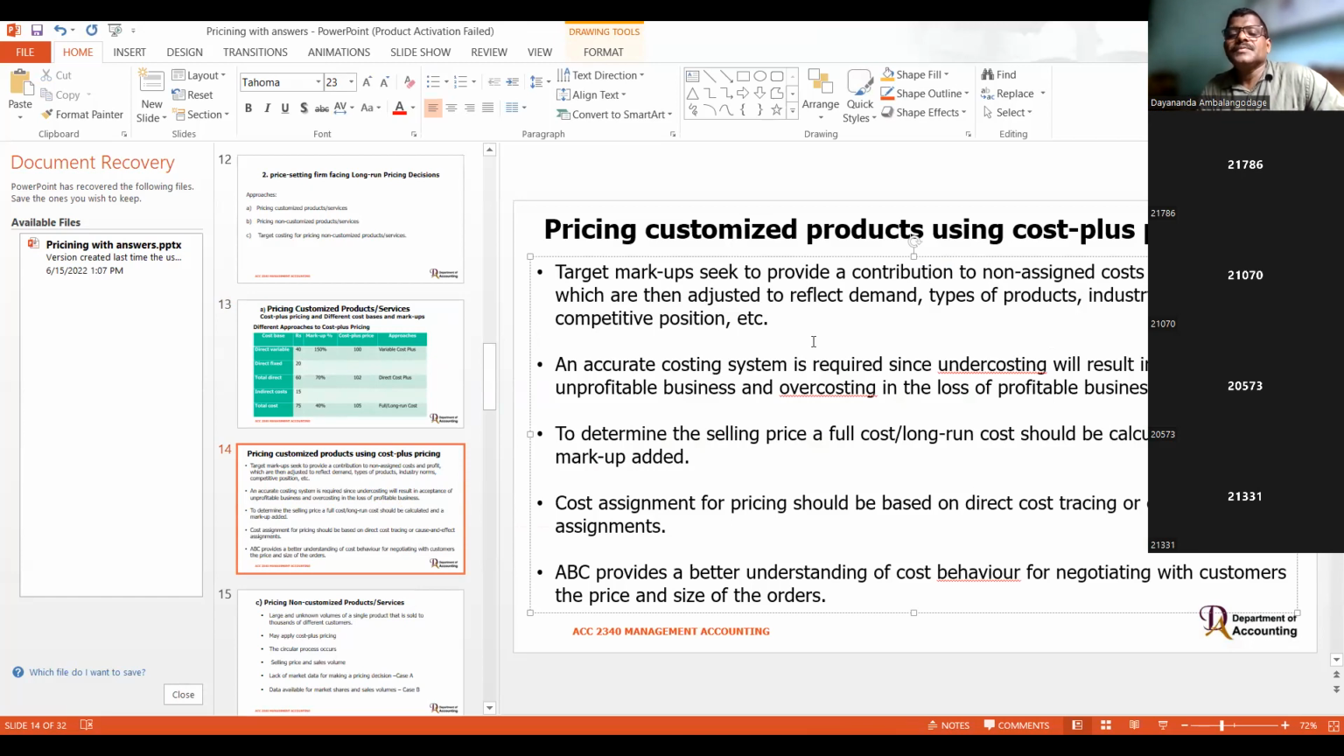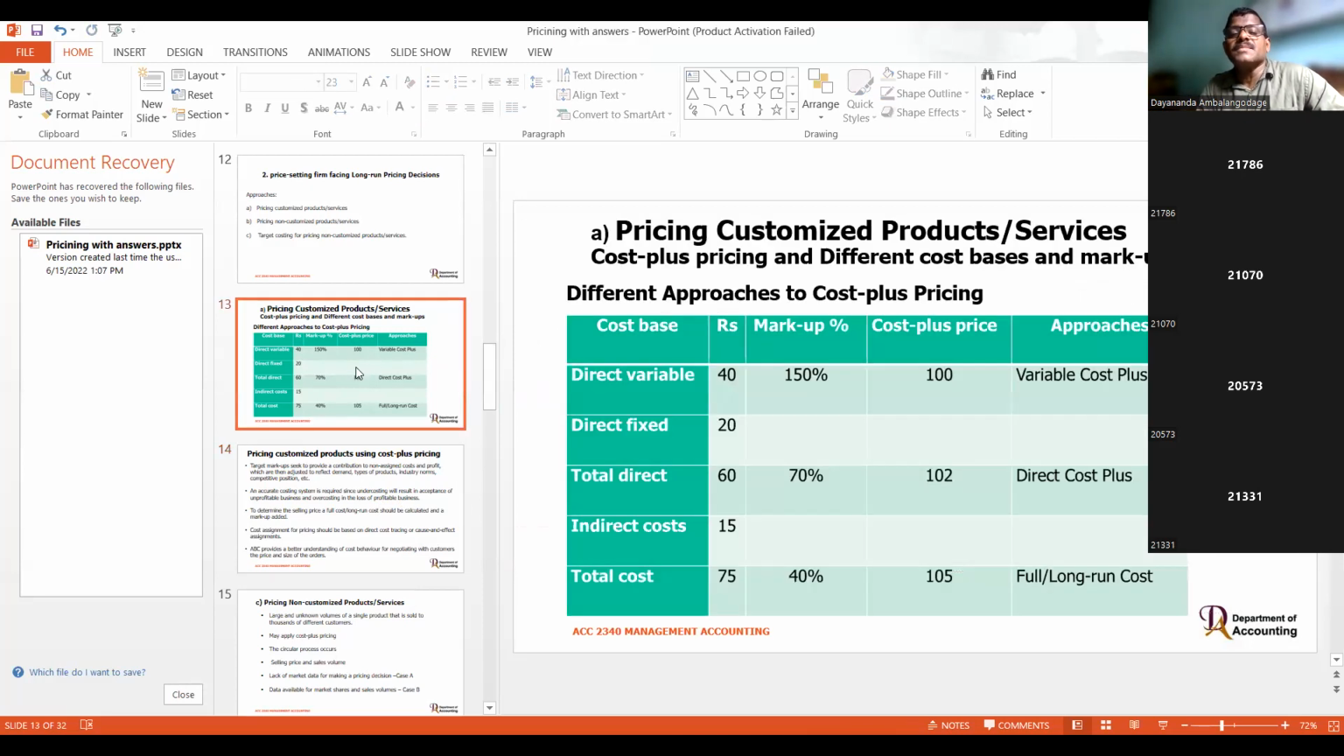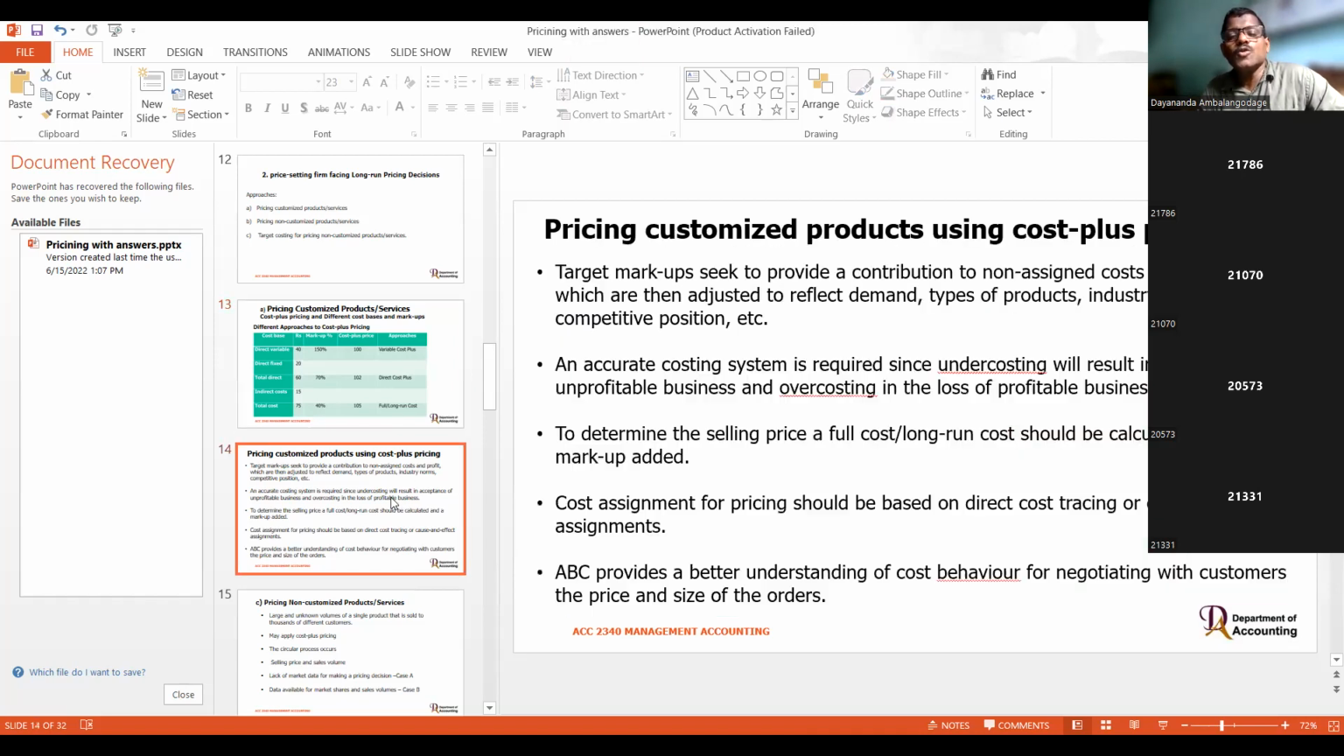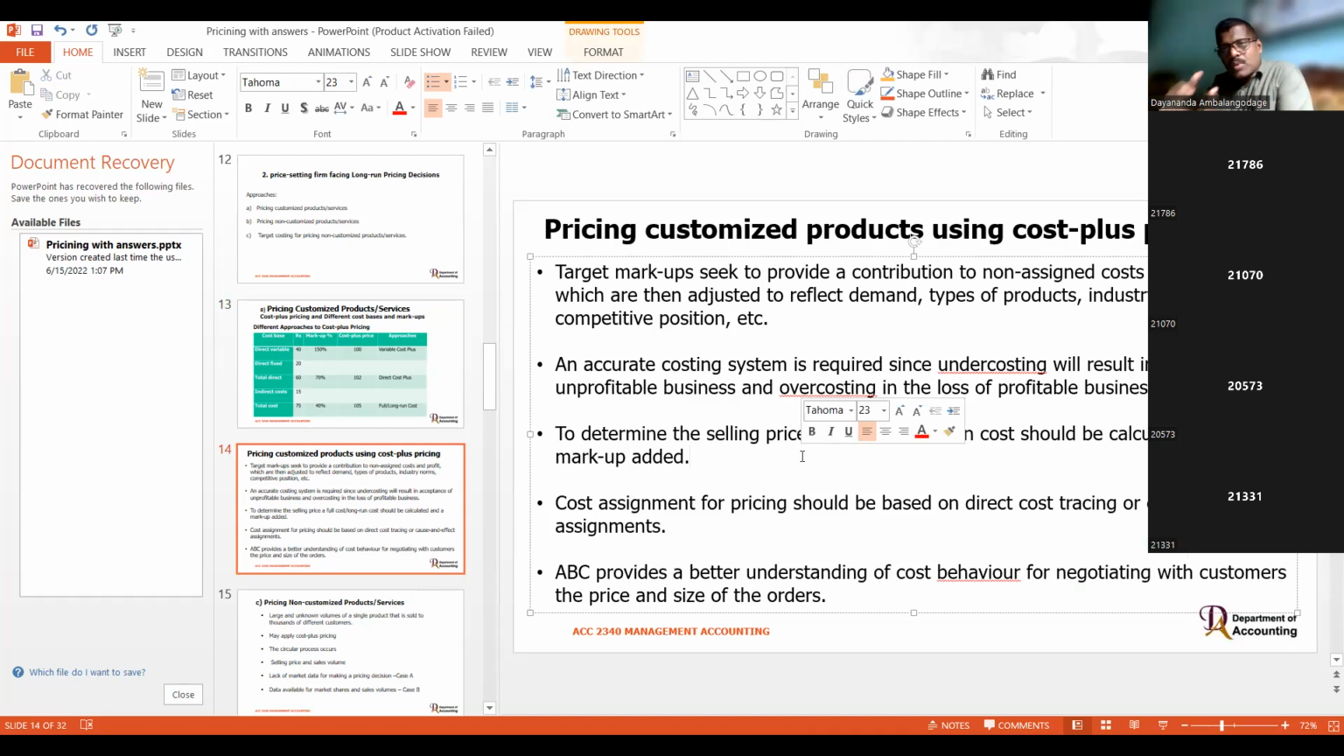But you have to remember to avoid undercosting and overcosting. When your costing system is wrong, the direct variable cost you calculate is wrong, the direct fixed cost is not accurate, and if indirect cost is not accurate, then of course your cost-plus pricing also suffers from weaknesses. That's why you need a very good costing system. To determine the selling price on full cost in the long run, it should be calculated with a markup added. But since it's full cost, you have included all the costs, even fixed costs, so your markup is low and only reflects the profit.